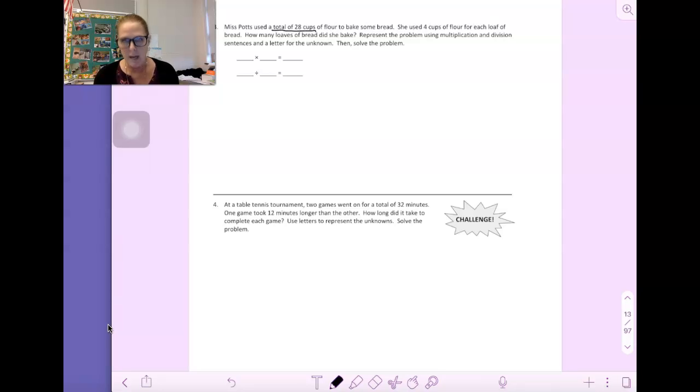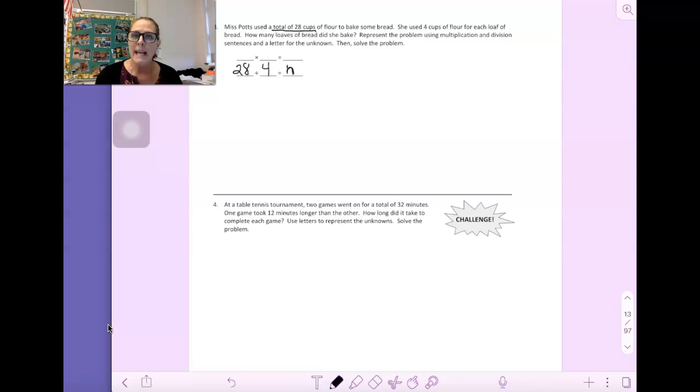So I'm going to start with the division sentence on the bottom because it tells me the total right here. And I know that a division sentence always starts with the total. So I'm going to start with the total of 28 cups of flour divided by 4 cups of flour in each loaf. What I don't know is how many loaves of bread she made. And I'm going to use letter N. That's sort of my default letter I use a lot of the time.